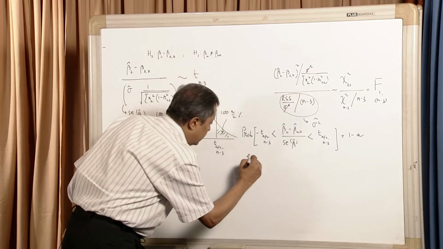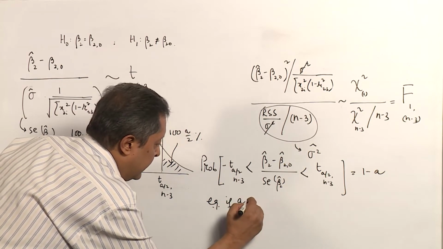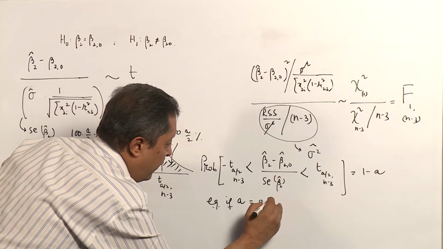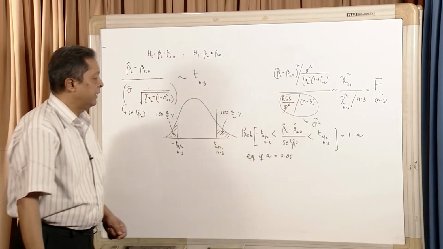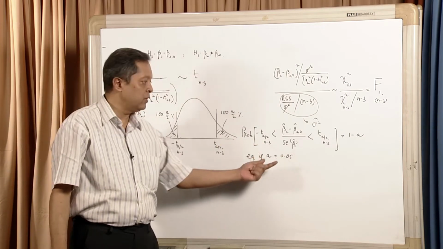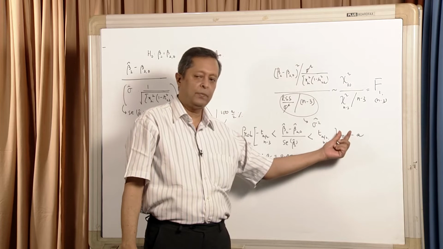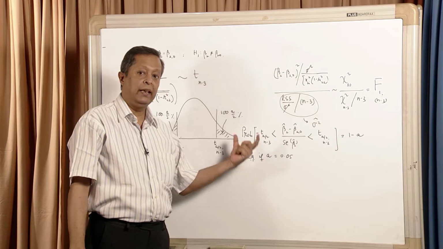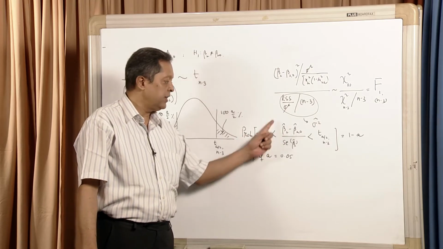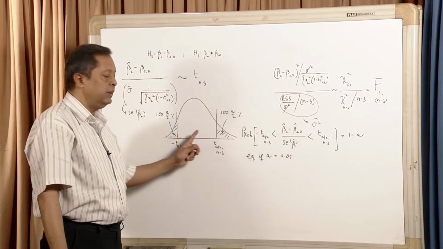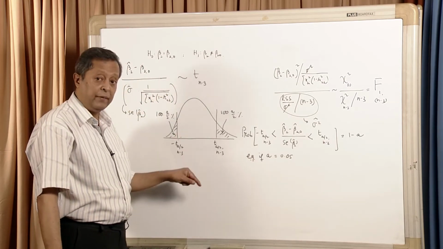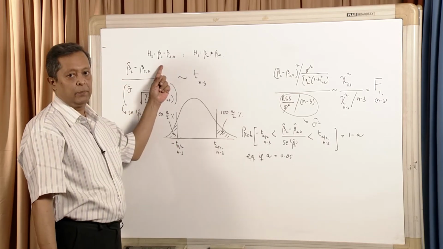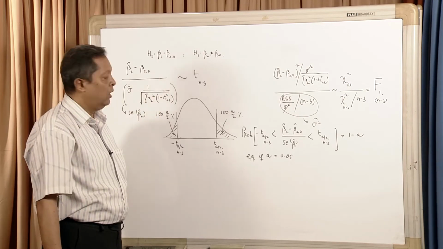So, for example, if a is equal to 0.05, that means 5%, then this is the 95%. So, 1 minus 0.05, that is 0.95. So, this is the 95% confidence interval. So, we can say with 95% surety that this test statistic must lie between these two goalposts. But if we observe it to be lying beyond these two goalposts, then we reject the null hypothesis, otherwise we accept it.